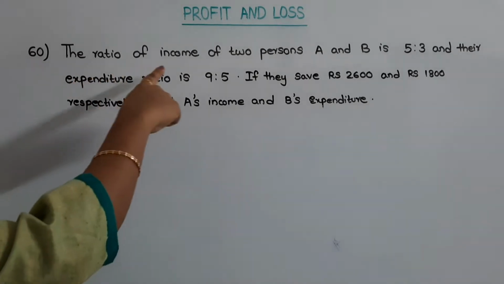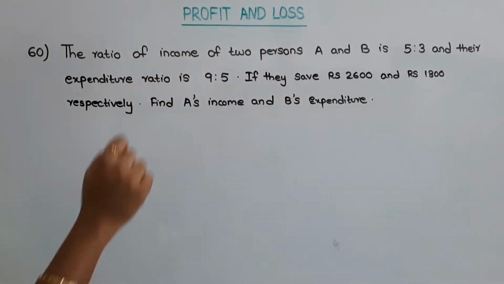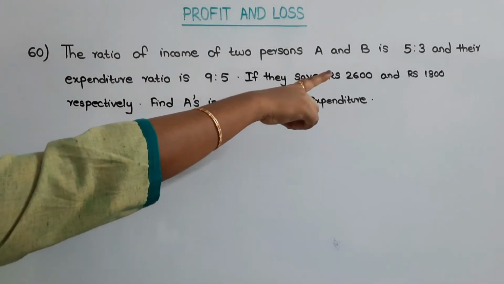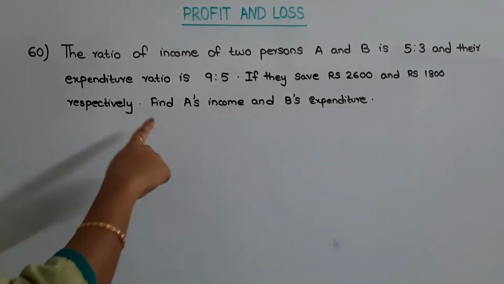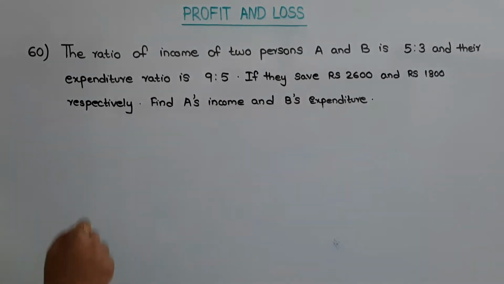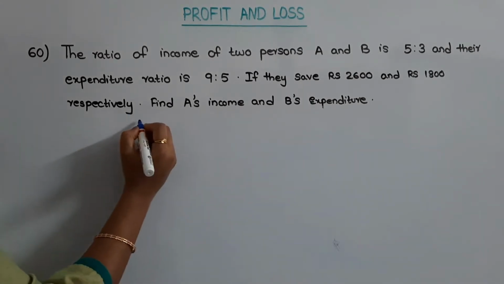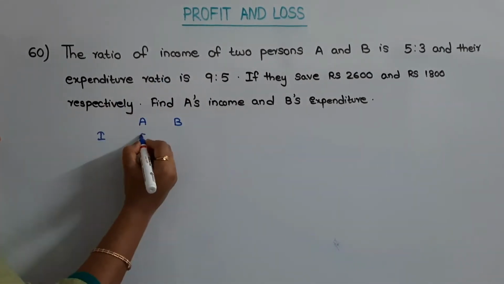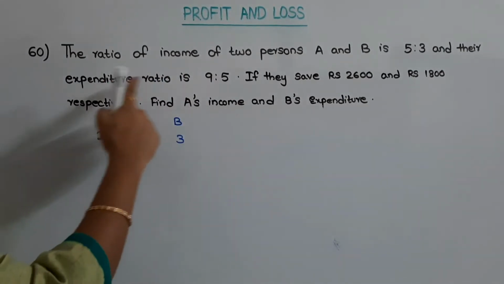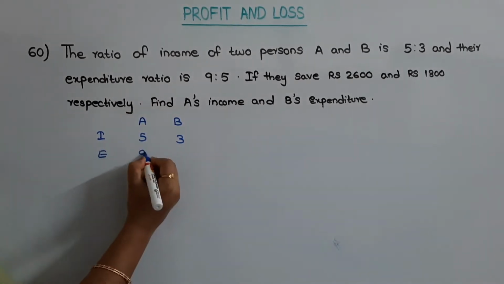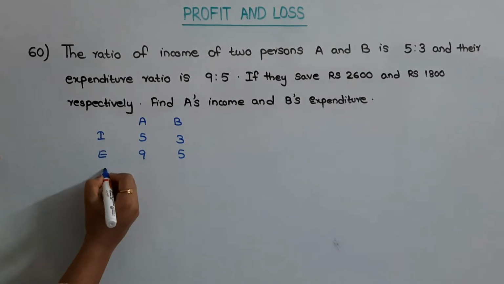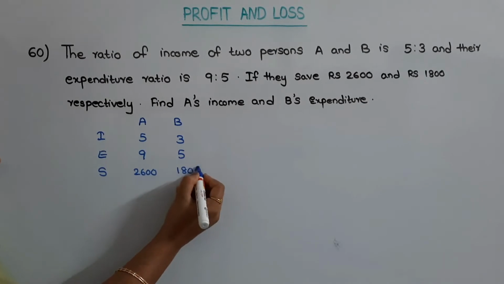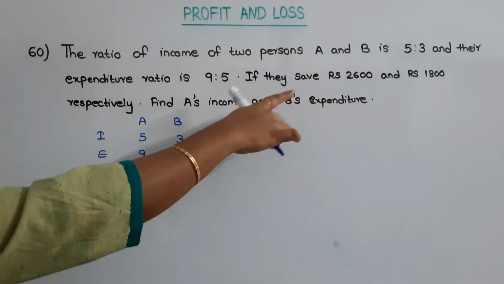60th question is, the ratio of income of two persons A and B is 5:3 and their expenditure ratio is 9:5. If they save rupees 2600 and rupees 1800 respectively, find A's income and B's expenditure. So in this question, they have given the ratio of the income of A and B as 5:3, the ratio of the expenditure as 9:5, and the savings of A as 2600 and B as 1800. We need to find out A's income and B's expenditure.